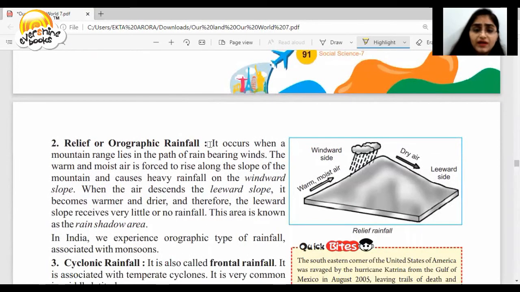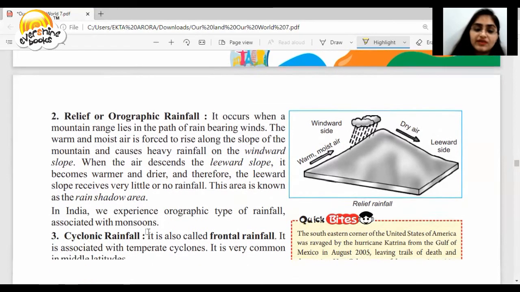What is relief rainfall? It occurs when a mountain range lies in the path of the rain-bearing winds. The warm and moist air is forced to rise along the slope of the mountain and cause heavy rainfall here. And this side is called the windward side. And here in the leeward side, there is no rainfall or less rainfall. So this is the rain shadow area. In India, we experience this orographic type of rainfall associated with monsoons.